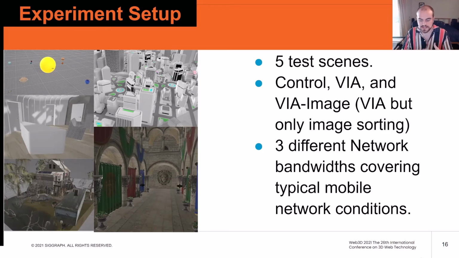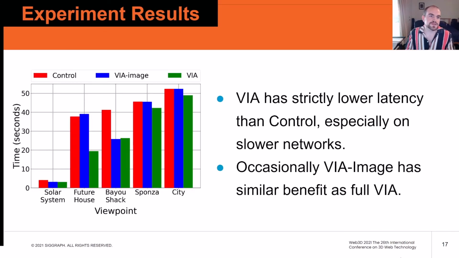We take all of these test cases and we run them on 3 different network bandwidths and round-trip times that are covering typical mobile network conditions. Our main finding was that VIA strictly has lower latency, that is the time from the point at which the page loads to the first frame that is correctly rendered. VIA always has strictly lower time than the control. This time is even further better on slower networks.